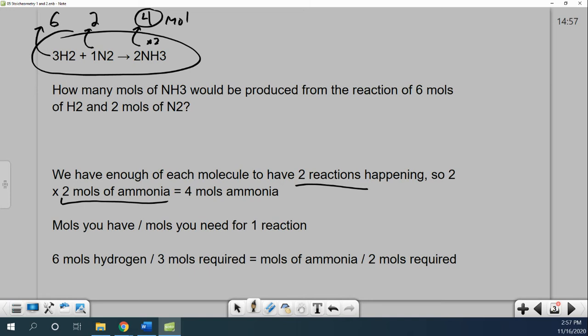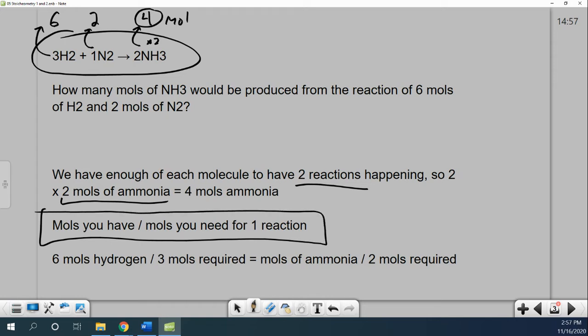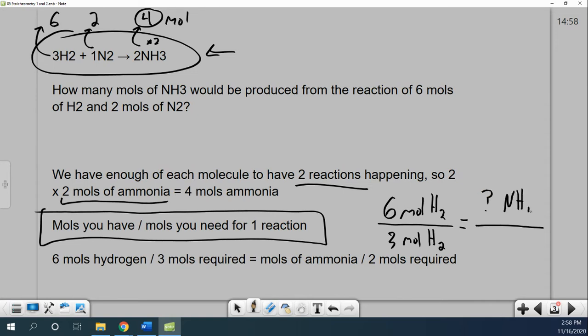Now, sometimes it's not always this easy, not always this cut and dried. So this is something you want to circle, square, highlight, and underline. The equation to figure this out is the moles you have, so I was given 6 moles of H2, divided by the moles you need. Well, according to my chemical equation, I need at least 3 of them. And I can set this up so that it's equal to, what was I trying to figure out? I wanted to find how much ammonia. So I don't know how much NH3 I'm going to get, but I know that my equation tells me I should have 2 moles produced.